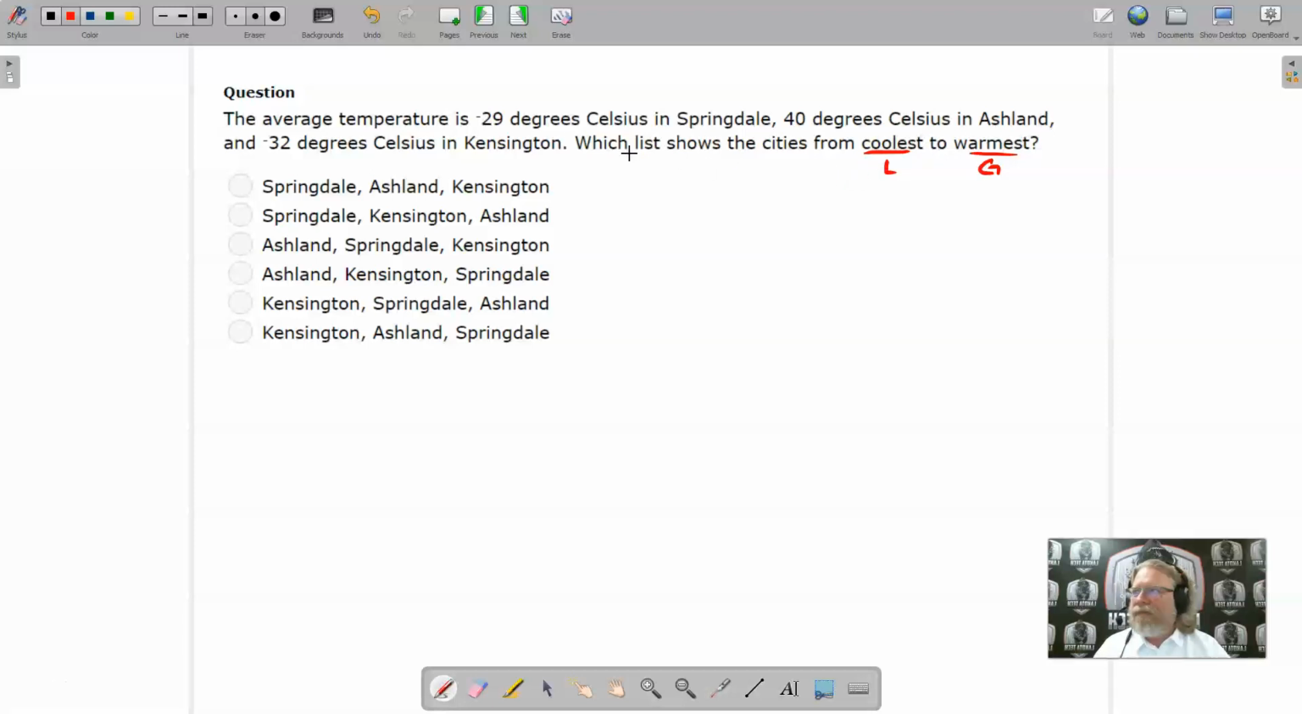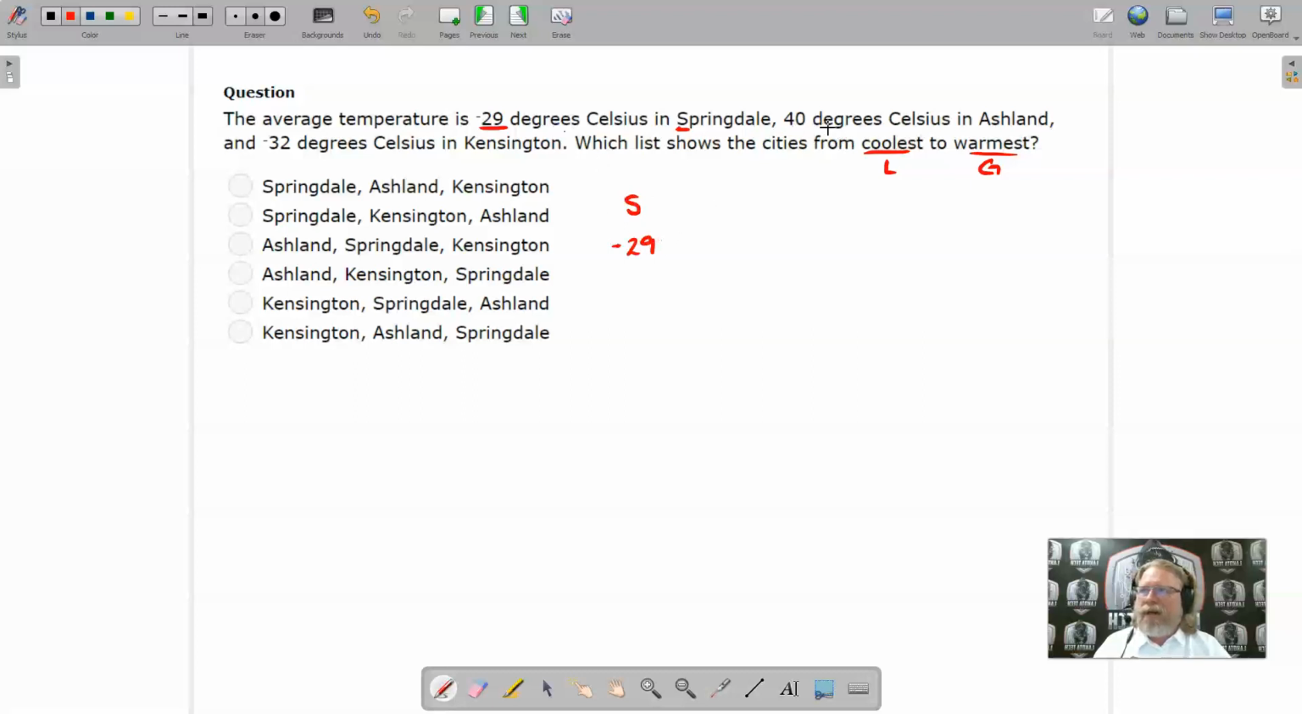And let me explain. So let's start at the beginning. The average temperature is negative 29 degrees Celsius in Springdale. Springdale starts with an S, and Springdale is negative 29. So let's take S and relate it to negative 29.